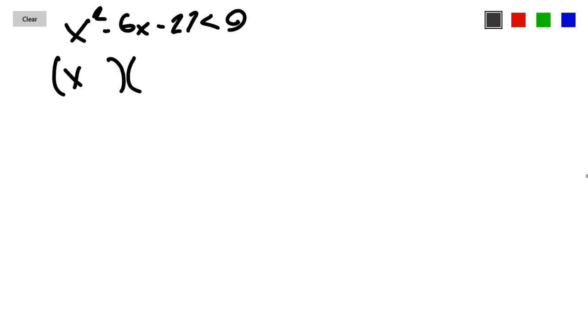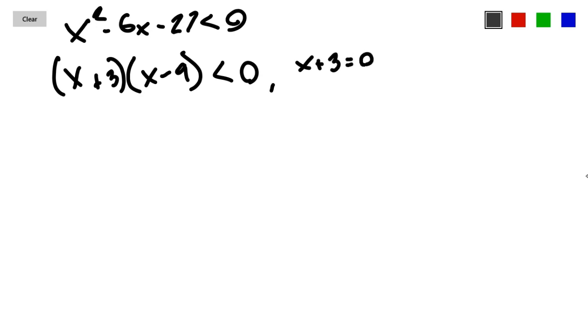So I have an x here and an x here. Then the factors that I'm going to use are minus 9 and a plus 3. And then when I go to find the zeros, I have x plus 3 is equal to 0, x minus 9 is equal to 0. And this gives me x is equal to negative 3 and x is equal to 9.